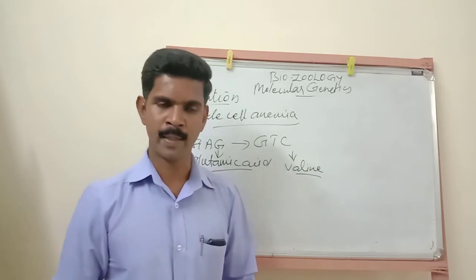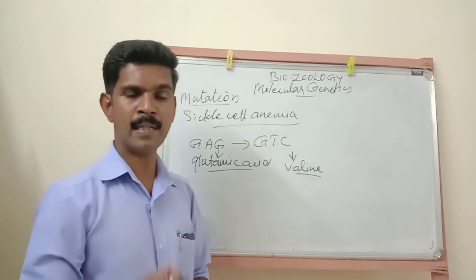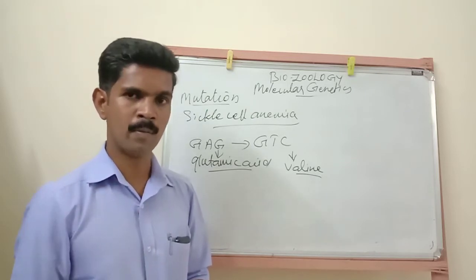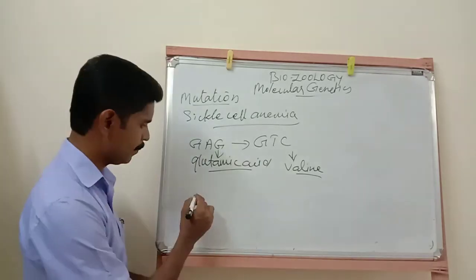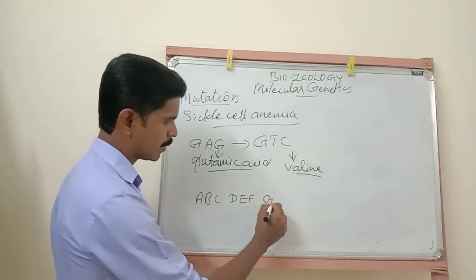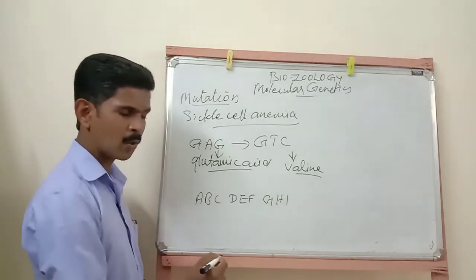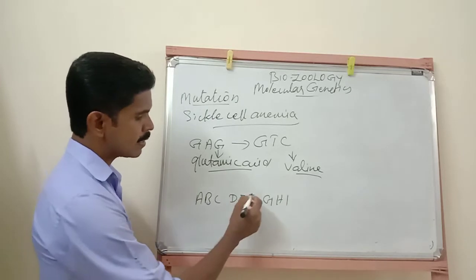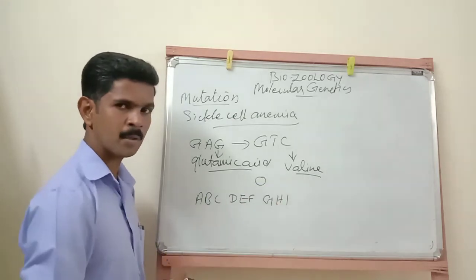Hope you understood. Then see, when we insert or delete a single base or two bases in a codon, the total arrangement is altered or changed. Listen very carefully. See, A, B, C is one codon, then D, E, F is the second codon, G, H, I is the last codon. So it's a normal arrangement. When we insert one O in between these two codons, the total arrangement of the codons is changed.